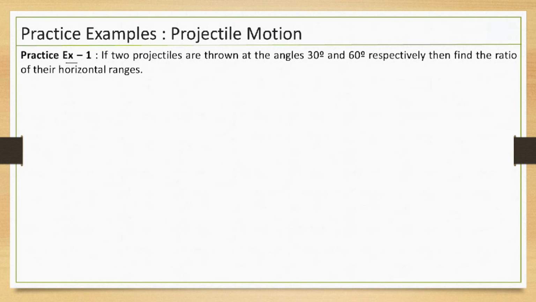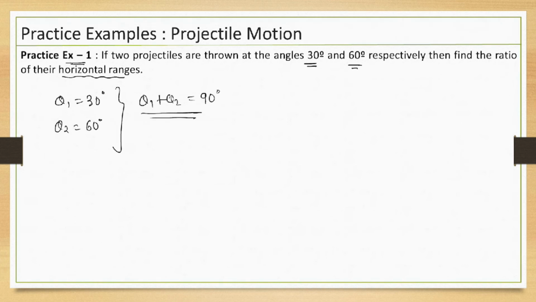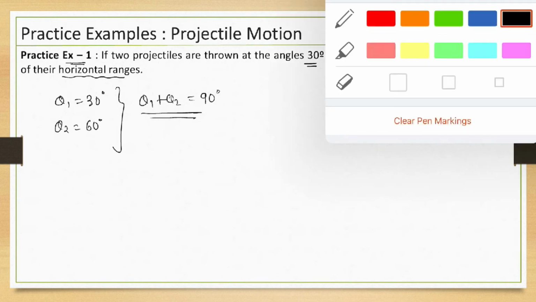Here, example number 1. If two projectiles are thrown at an angle of 30 degree and 60 degree respectively, then find the ratio of their horizontal ranges. See, what is theta 1? Theta 1 is equal to 30 degree. What is theta 2? It is equal to 60 degree. So what is theta 1 plus theta 2? That is 90 degree. Then you think our answer is what?